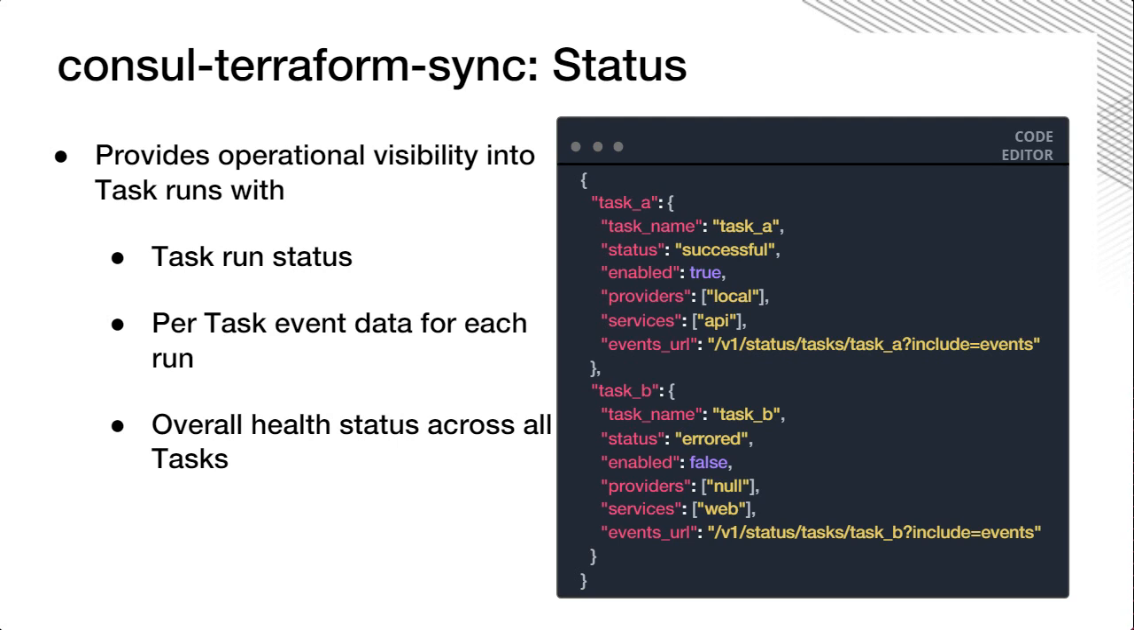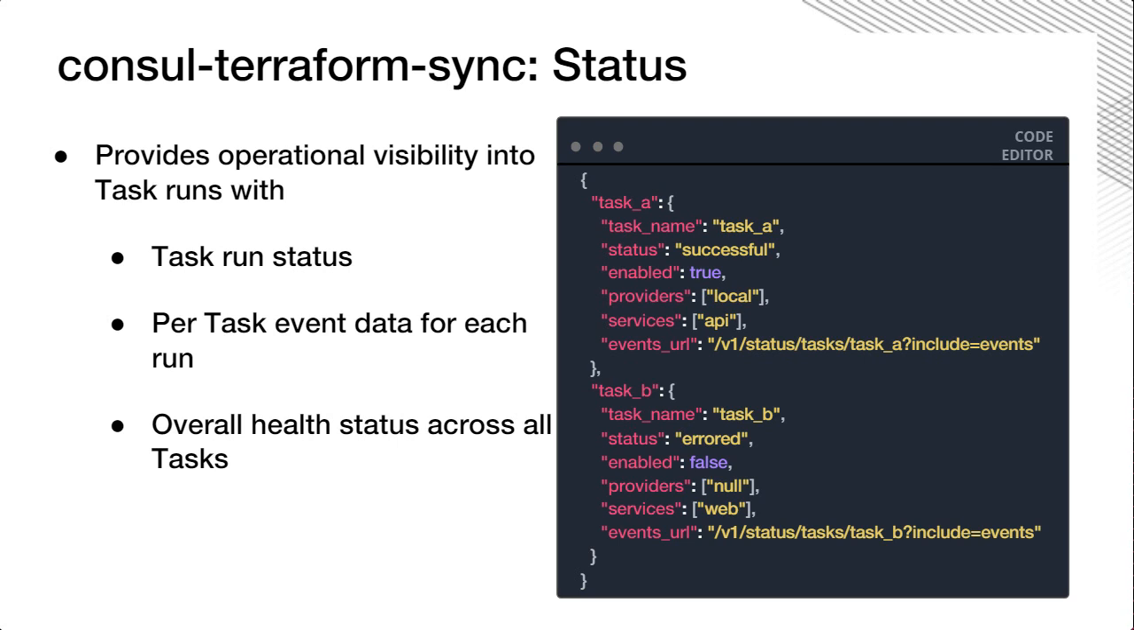So if you look at the code block here, what we're seeing is that task A ran successfully. It used the provider that I had defined previously. It worked for service API, and then it gives me an events URL so I can go see the actual execution of it and see what happened in all the log changes that are being stored in Consul.